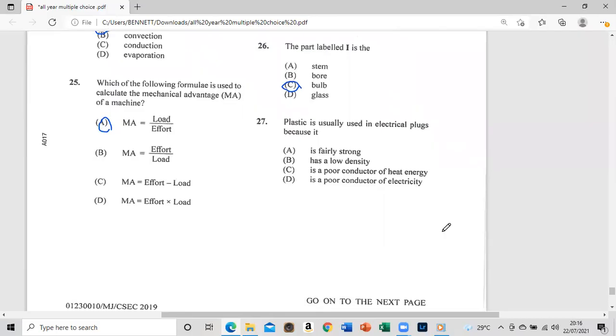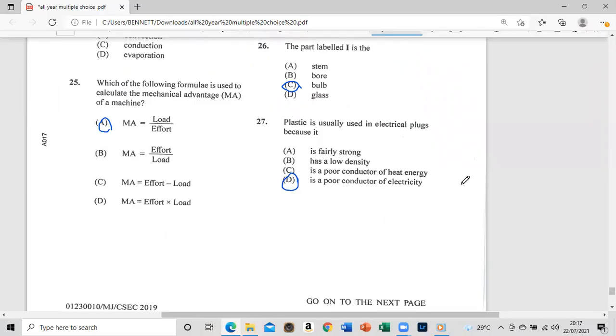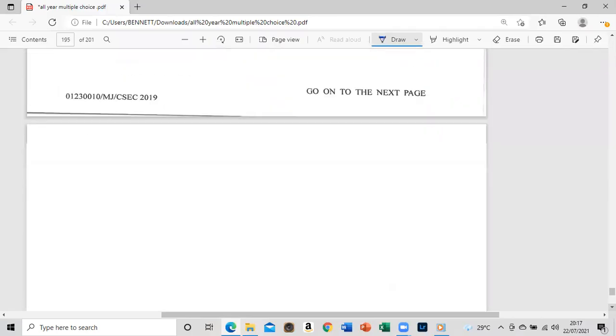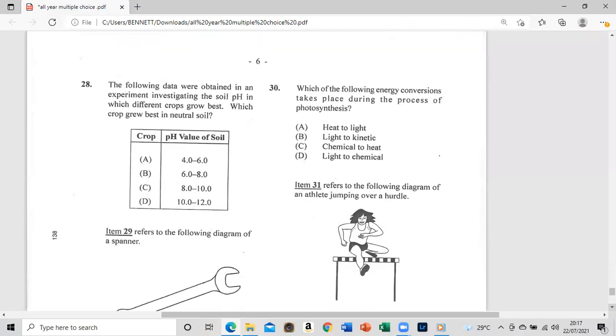So plastic is usually used in electrical plugs because A, it's fairly strong, B, has a low density, C, is a poor conductor of heat energy, D, is a poor conductor of electricity. And that is D, poor conductor of electricity. All right, so electricity doesn't run through it. Makes sense, eh? Guys, it will shock you and kill you.